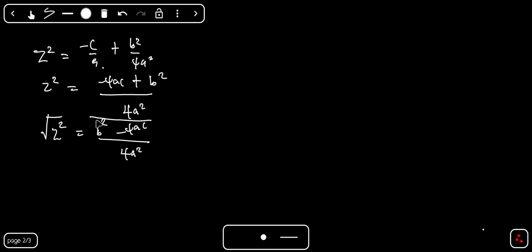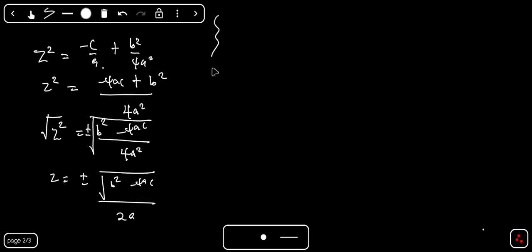And don't forget, when you take the square root, we have plus or minus here. Then you have z is equal to plus or minus square root of b squared minus 4ac, then everything over 2a. Because if you take the square root of 4, that is 2, square root of a squared, that is a. So we have z is equal to plus or minus square root of b squared minus 4ac, then over 2a.